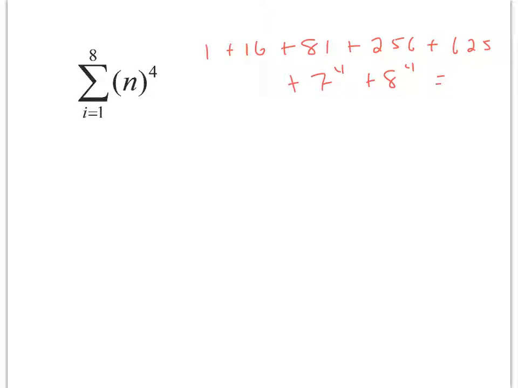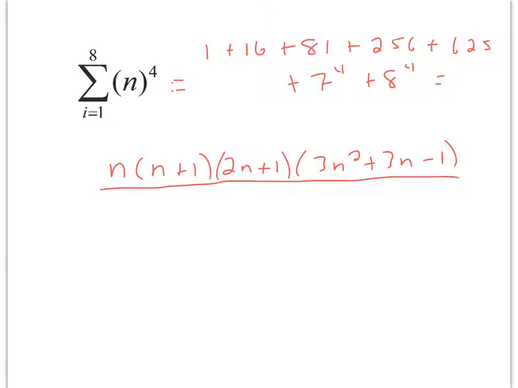Well, we can use our formula now to figure this out. Of course, I would start with the hardest one, but the formula for a fourth power series or summation is going to be the sum of n to the fourth is equal to n times n plus 1 times 2n plus 1 times 3n squared plus 3n minus 1, all divided by 30. All we're going to simply do now is replace n with 8.